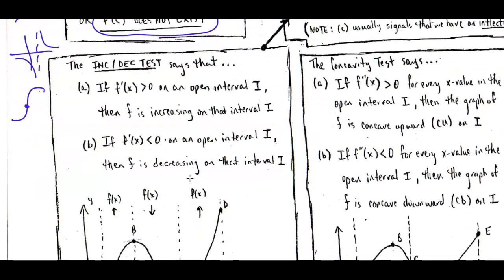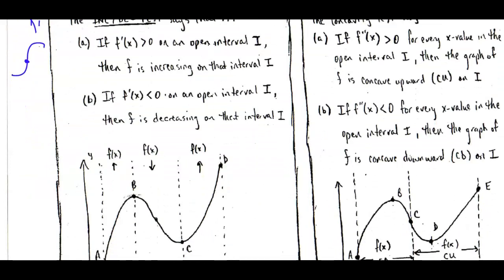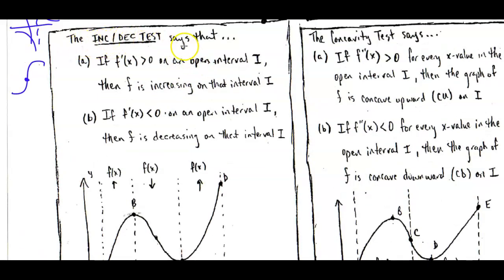Now, the increasing decreasing test, I'm going to zoom in just a little bit here. The increasing decreasing test basically just tells us that if we find that the derivative of our function is positive on some open interval I, and that's just of these x values that we plug into it, you give me x values, plug it in, the derivative is positive, then I know that my function is increasing on that interval. Similarly, if I plug in x values into my derivative and the corresponding derivative ends up being negative for all those values in this interval, then I know that my function is decreasing.